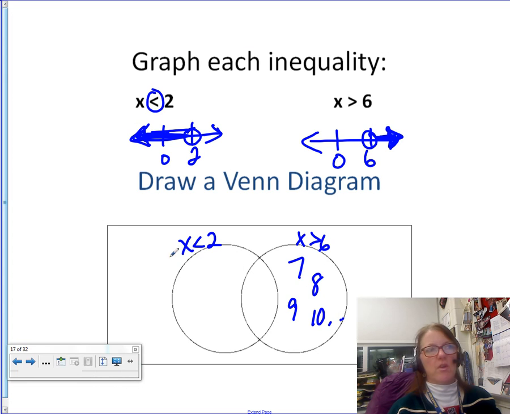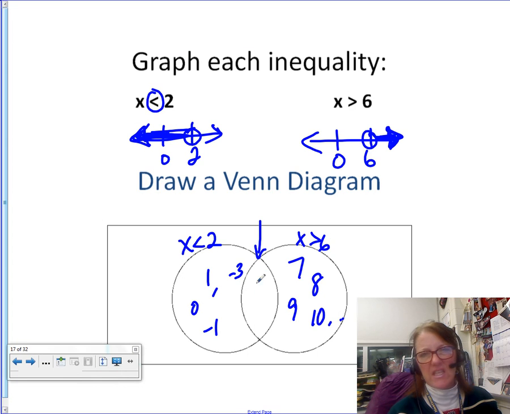Okay, what are numbers that are less than 2? Like 1, 0, -1, -2, -3. Are any of those greater than 6? 0, -1, and so on. Will there ever be anything in this overlapped region?